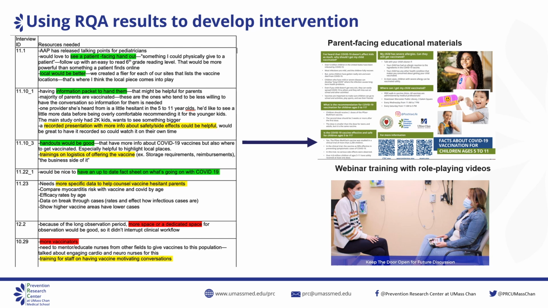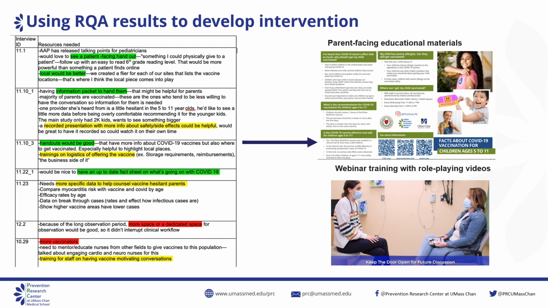And what we did was go through this and see what were the things that were emerging as common needs across interviews. So in green, I have highlighted text across interviews where clinicians were talking about the need for more parent-facing materials, some sort of information packet, handouts would be good, having up-to-date fact sheets. So we translated this into updated fact sheets that we made for parents of children ages 5 to 11 to really be responsive to that need for more information for those parents who were considering vaccination for the first time.